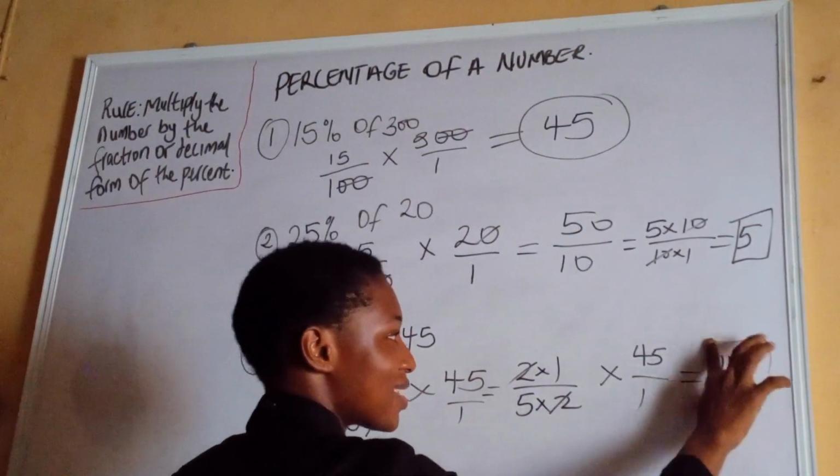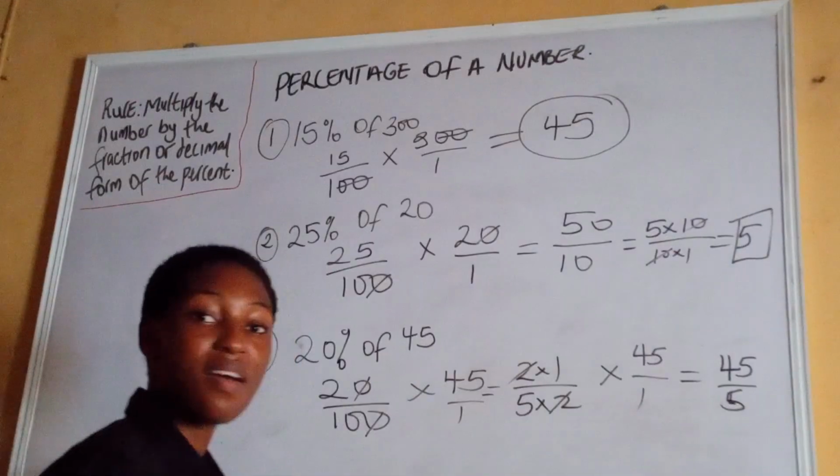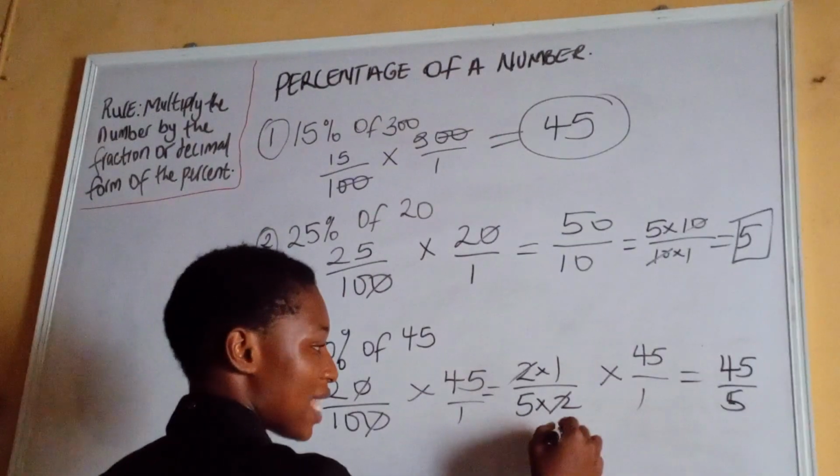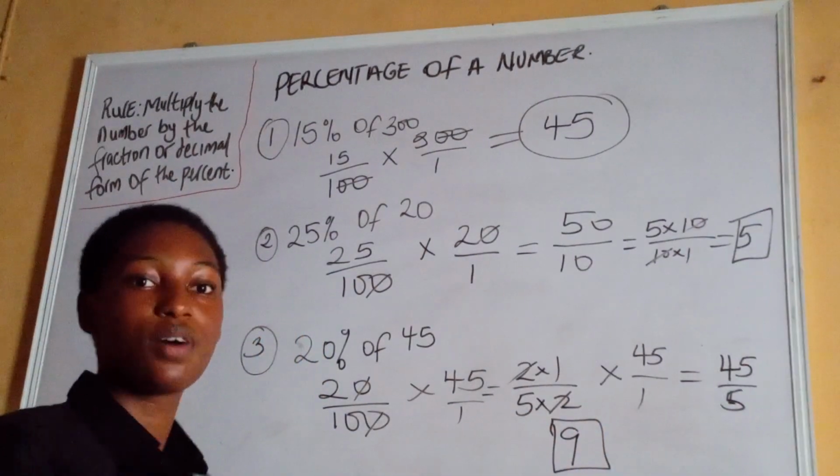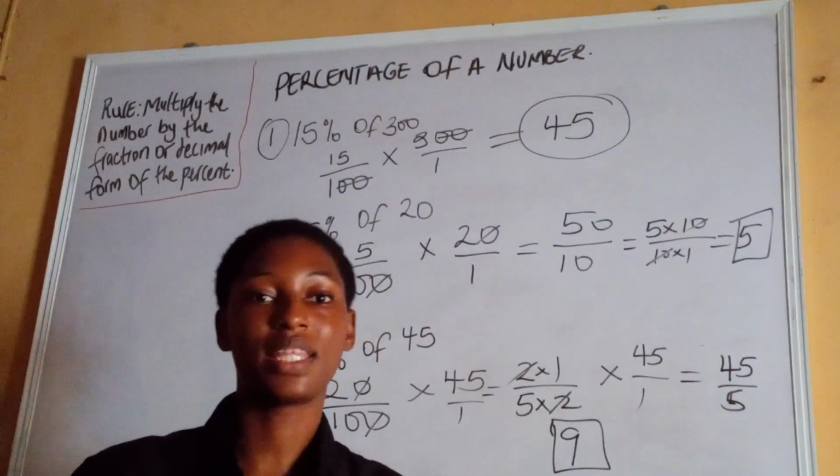So I can still simplify this. 45 divided by 5 is what? I know that's 9. So my final answer would be 9. That's how to find the percentage of an amount.